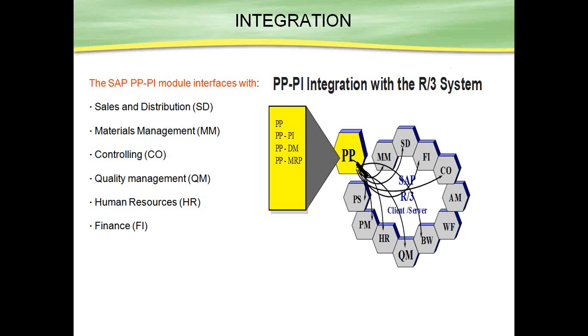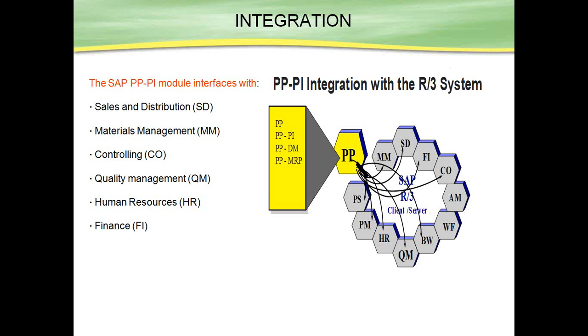Next is your material management. See, for producing anything, definitely you are going to purchase some raw material from the market. So that raw material procurement comes through my material management module. Then controlling is used to cost the product. In controlling, you have two kinds of cost. One is your fixed cost, second is your variable cost. So the costing of the product is handled through the CO module.